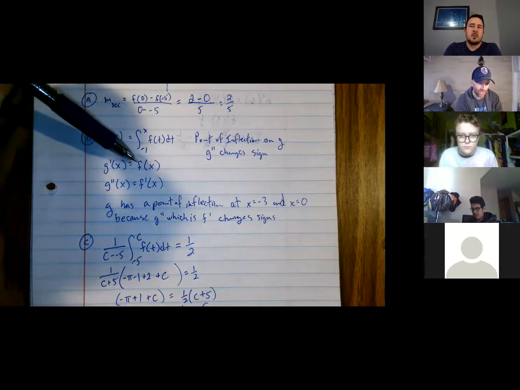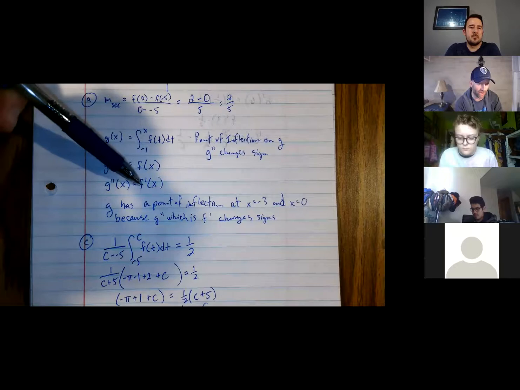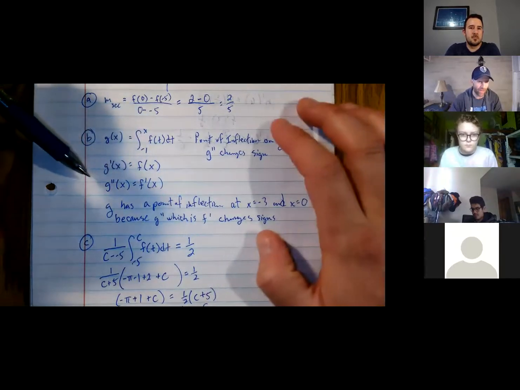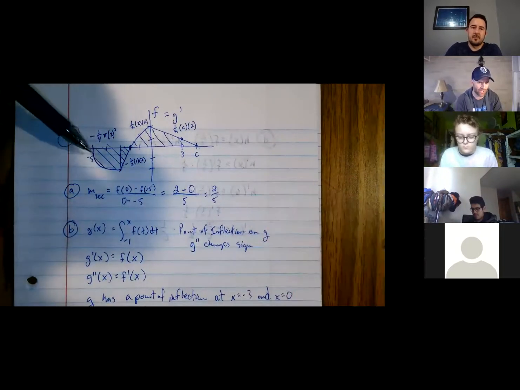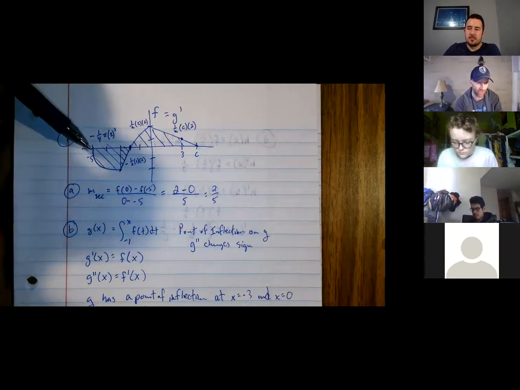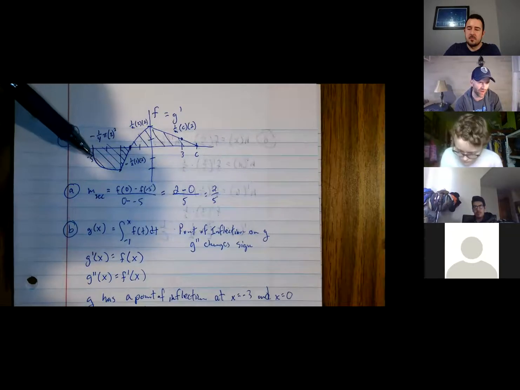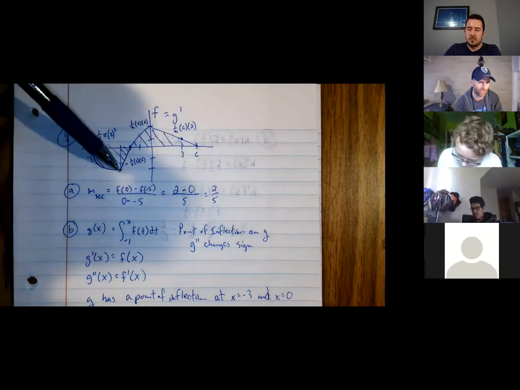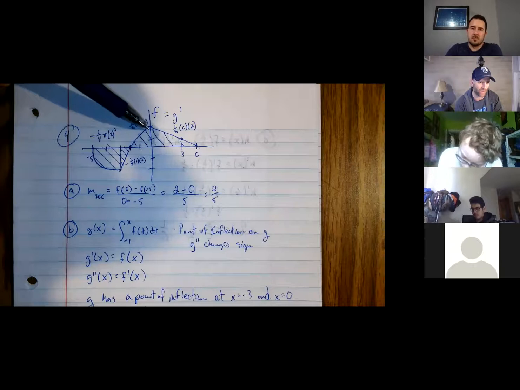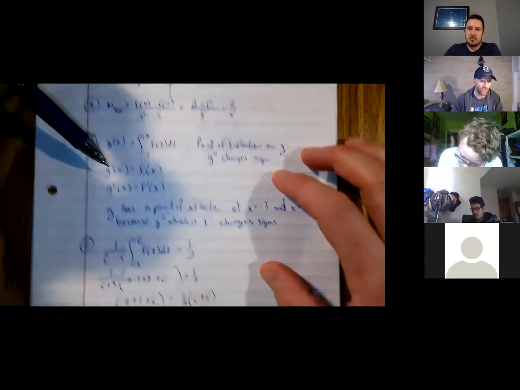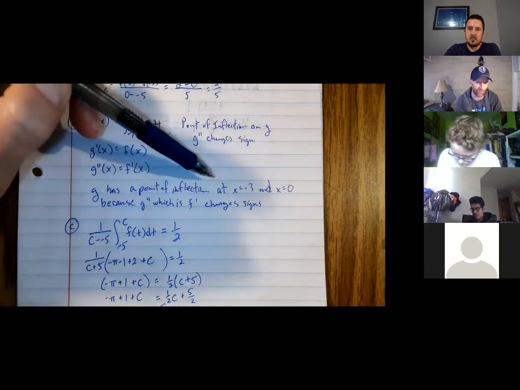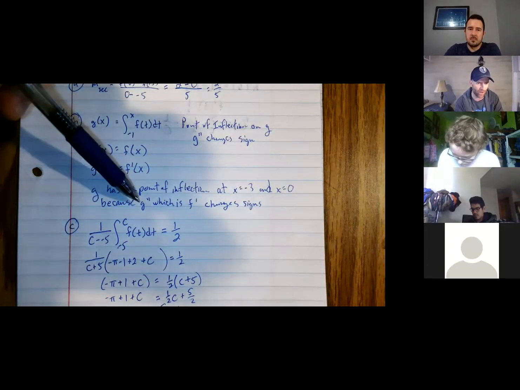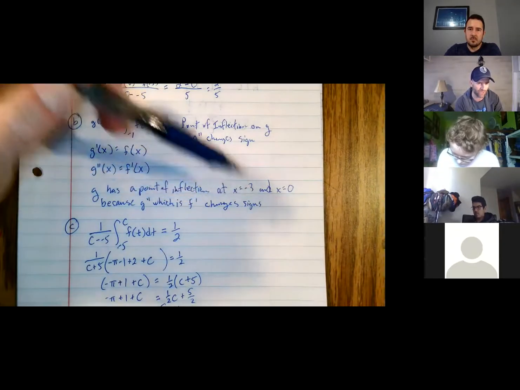And so g prime equals f of x, which means g double prime is f prime. Very simple: that means g double prime is the slope of this graph. So really the question is simply, when does the slope of this graph change signs? Remember, this graph has a negative slope, positive slope, negative slope. So it changes at this point at x equals -3 and at this point at x equals 0. And so you would say g has a point of inflection at x equals -3 and 0 because g double prime, which is f prime, changes signs.